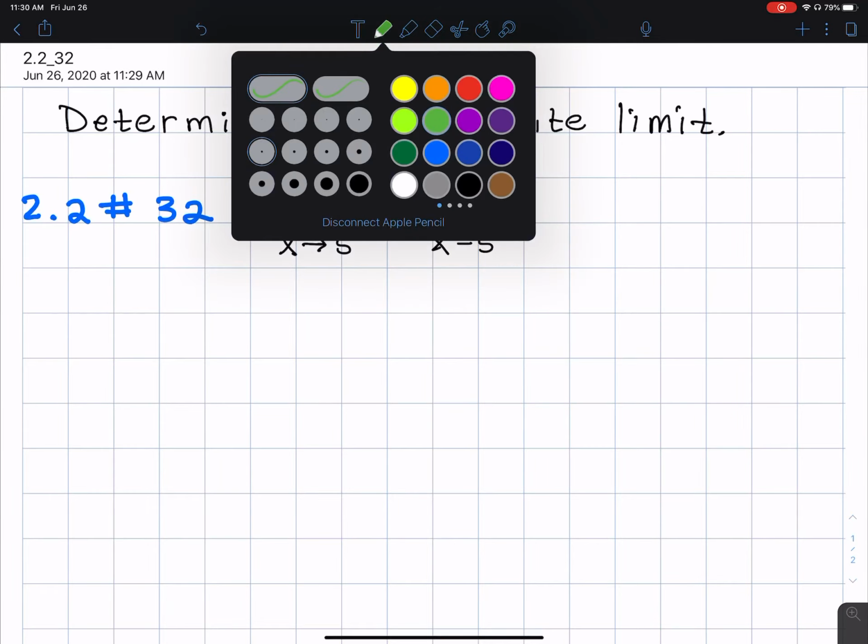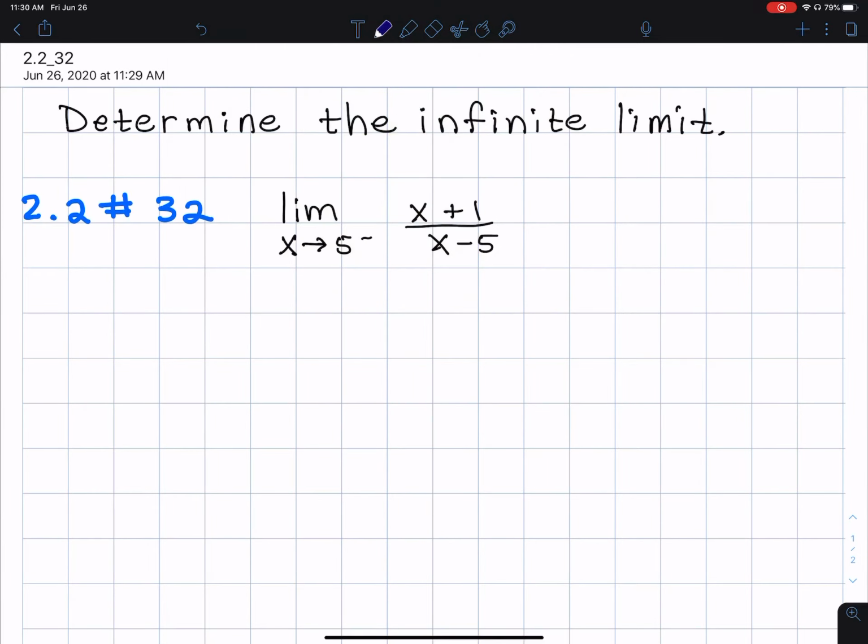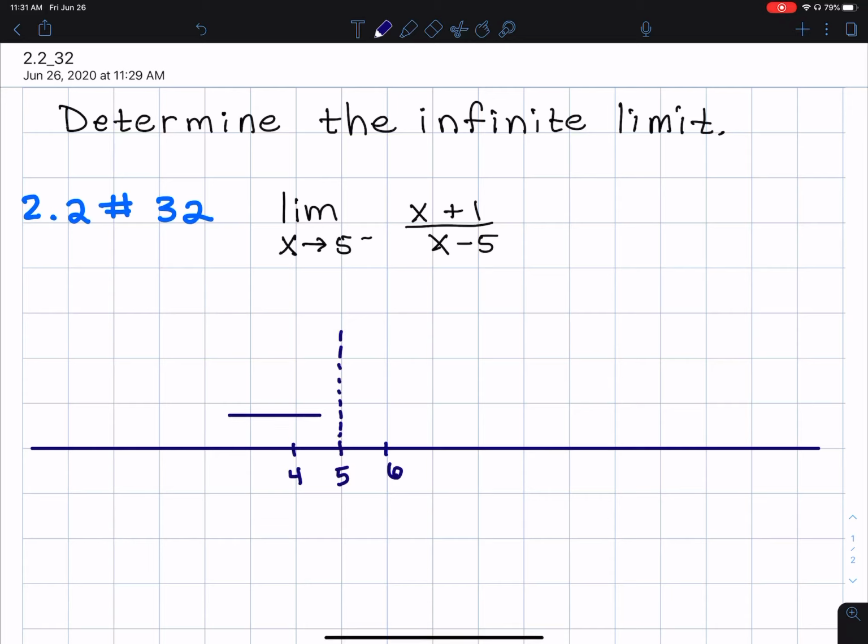5 from the left. X is approaching 5 from the left, and what I like to do is just draw a number line and put 5 on it and write down some numbers and even put a dotted line there at 5 and then an arrow where I'm coming from the left, so I get some idea of what numbers I can plug in to see what this limit is.